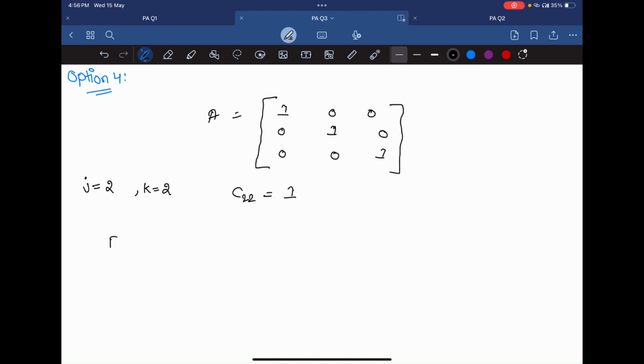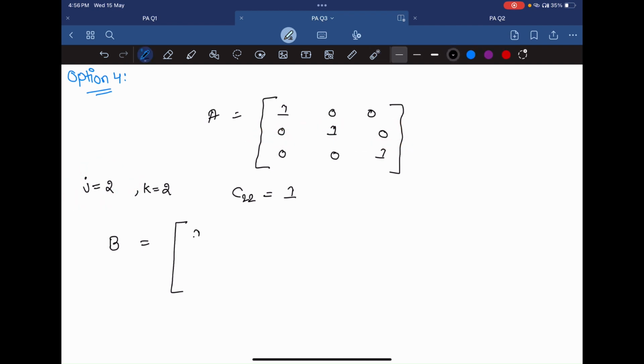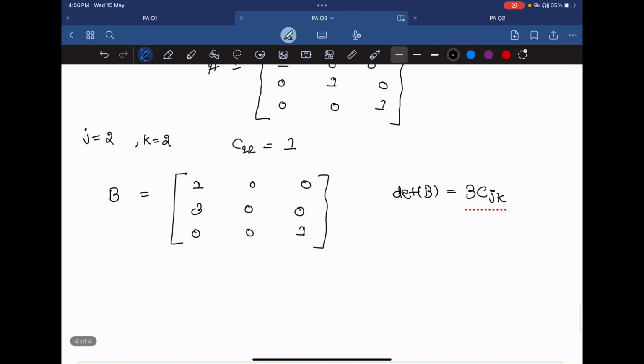Now, what would be our matrix B? B is the matrix that is obtained by replacing the jth row, that is the second row, as we are considering j equal to 2. So if we replace the jth row with 3, 0, 0, then they are claiming that the determinant of B is equal to 3 times Cjk. And our Cjk was 1. That means determinant of B should be equal to 3 for the option to be correct. But is it really the case?